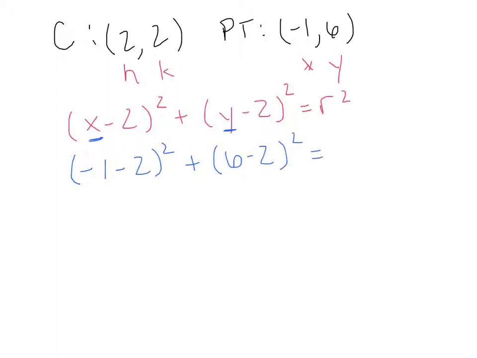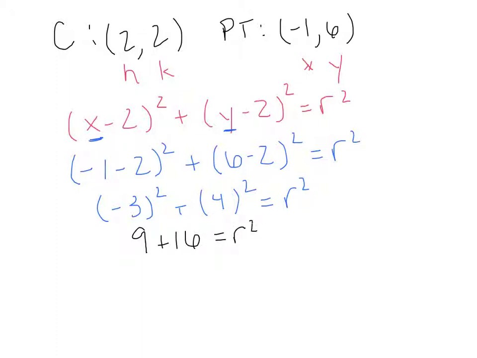And we know that this is going to equal the square of the radius. So we have (-3) squared plus 4 squared, and that equals r squared. So (-3) squared is 9, and 4 squared is 16. So r squared equals 9 plus 16, so r squared equals 25. This means that the radius is 5.